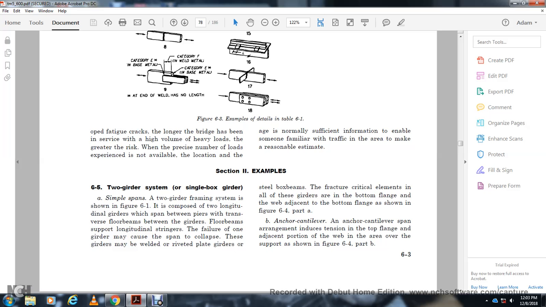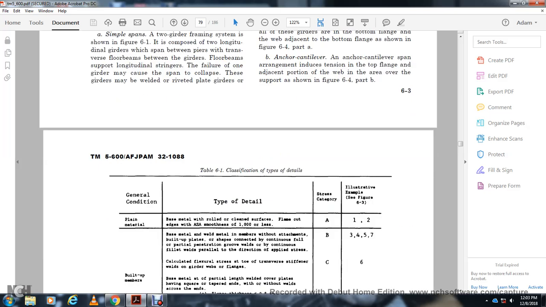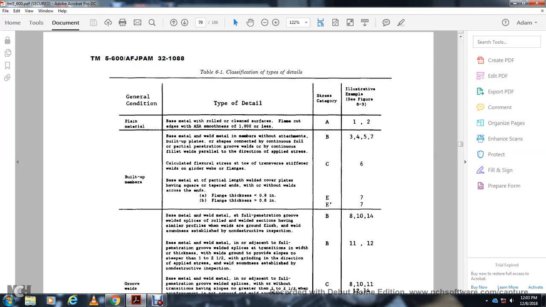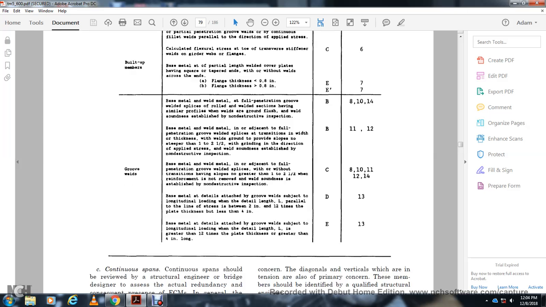Critical elements for all these girders are on the bottom of the flange. The bottom flange is shown in Figure 6.4 part A. Anchor cantilever: the anchor cantilever span arrangement induces tension in the top of the flange, adjacent portion of the web over the support, as in Figure 6.4 part B. And then it shows plain material bottom members, the types of details, stress categories and illustrations.